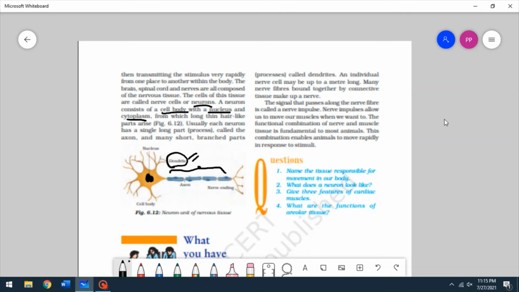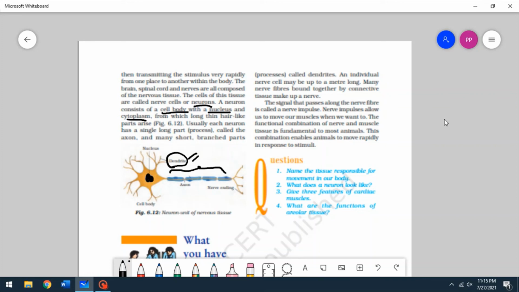And these impulses allow us to move our muscles when we want to. They allow us to blink when we want to. They allow us to breathe when we want to. So the conscious functions that we do are because of the neural impulses that neurons initiate.